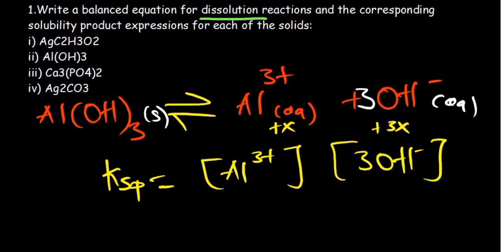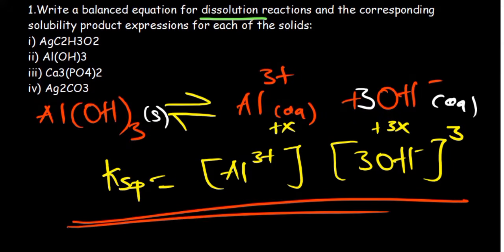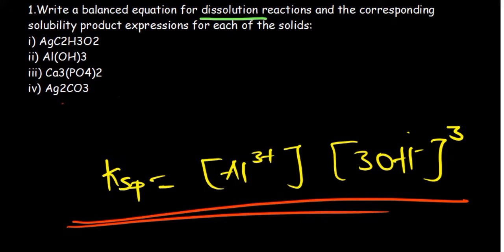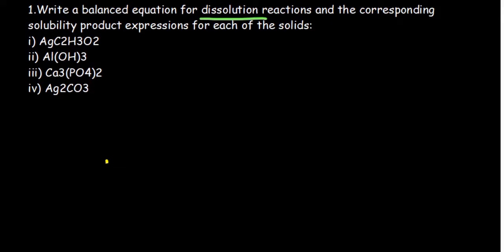And of course what we know from our chemical equilibrium is every time we are doing that, we get to raise everything to their stoichiometric coefficient. So therefore this is going to be to the 3rd power. So therefore that is our KSP expression, of course in respect to the solids that we have being produced for the second one. So feel free to try out the next 2.